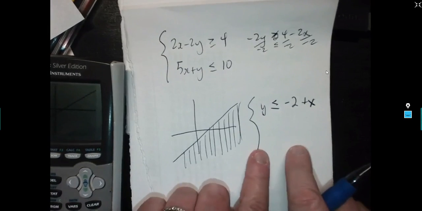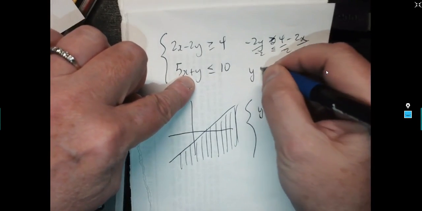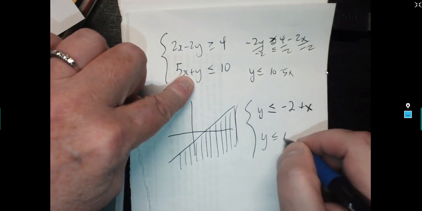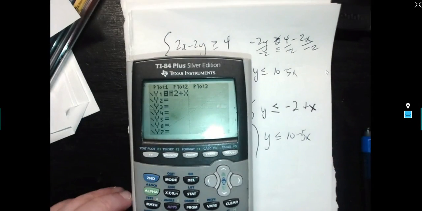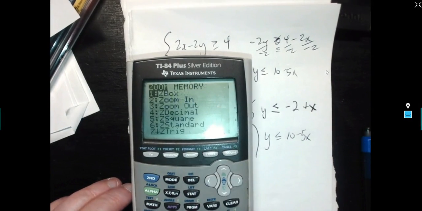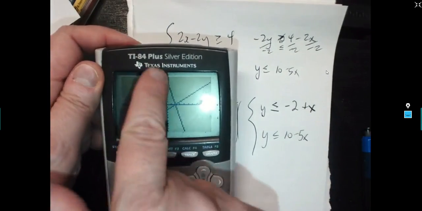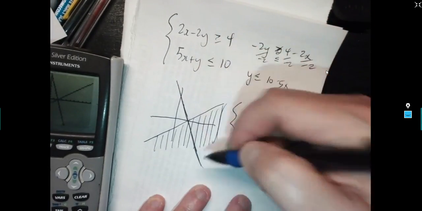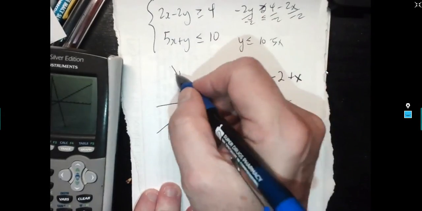Okay, and now let's get the second region. If I subtract 5x from both sides, it does not change the direction of the arrow. Okay, so now let me put this in, 10 minus 5x, and do a zoom 6. So there's my first line, and there's my second line. And because of the symbol here, we want everything on this line and below.